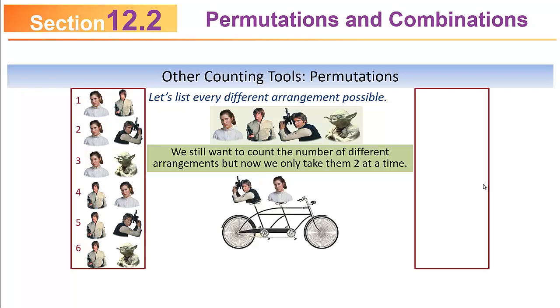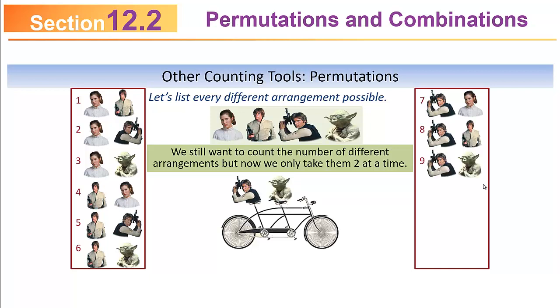So I'll take Luke off the back seat now and put Han on the back seat. And I'll start on the left and let Leia be on the front seat. That's a 7th arrangement. Keeping Han on the back seat, now I can put Luke on the front seat. That's an 8th arrangement. Leaving Han on the back seat, I can put Yoda on the front seat. That's a 9th arrangement. Now there's nothing else I can do and still leave Han on the back seat.